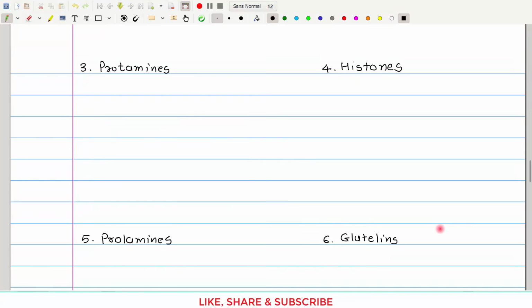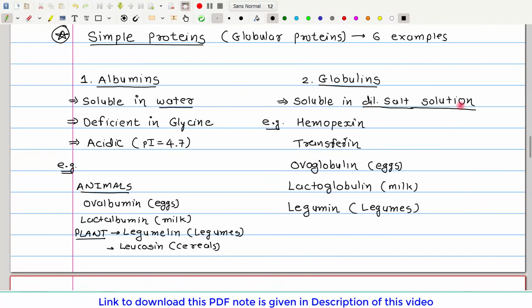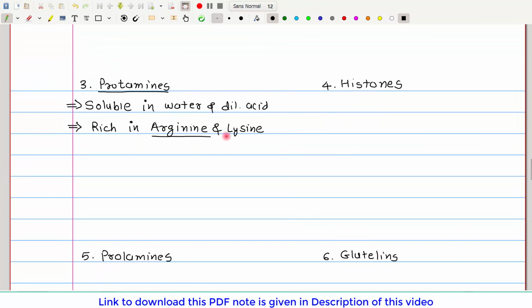The third example is the protamines. Protamines are soluble in water and dilute acid. The important characteristic feature of these protamines is that they are rich in arginine and lysine. Remember, albumin is deficient in glycine, whereas protamines are rich in arginine and lysine.